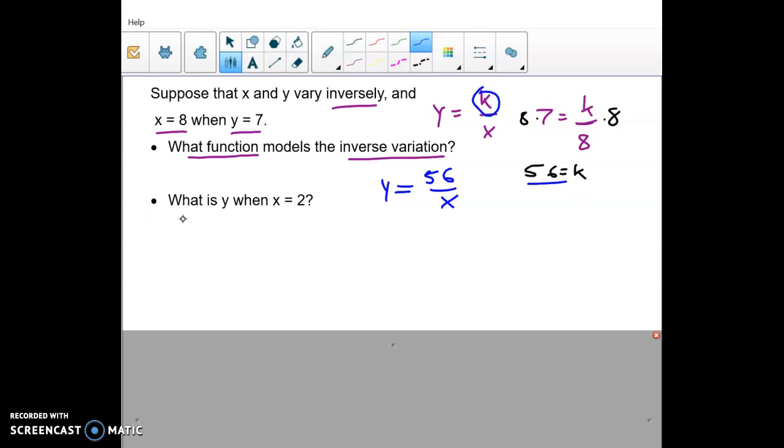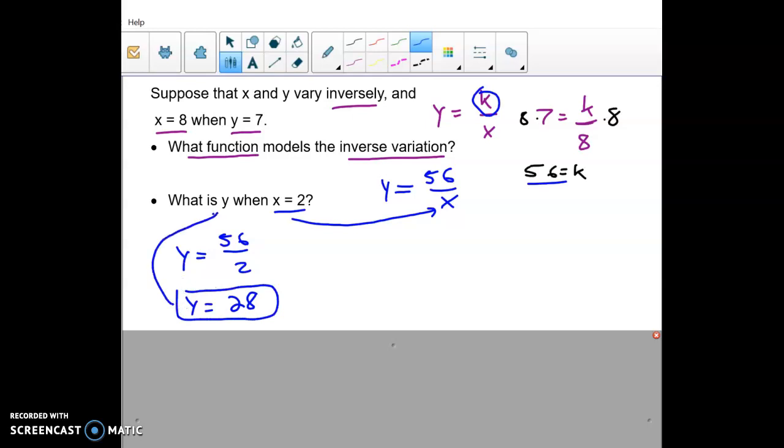Then on the test, sometimes they'll ask a follow-up question, like what is y when x is 2? Now that we know x is 2, this is like having two people. We have $56 and we split it up amongst two people, so each person would get 28. I did the math there. So y is 28 when x is 2.